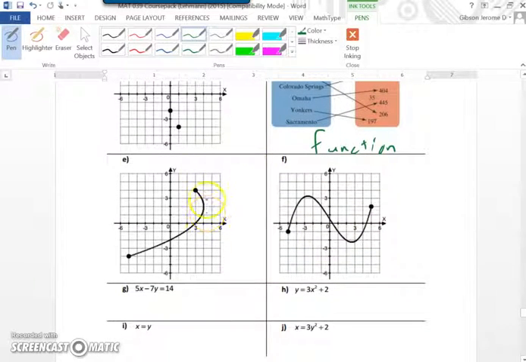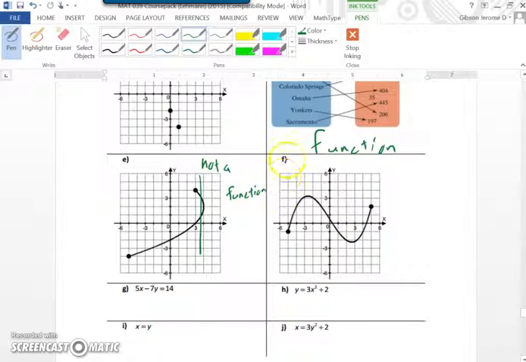Now we go here to E. Now if you look here at E, we talked about the vertical line test. If you draw a vertical line anywhere on this graph, would it hit this graph more than one place? It would. If you drew a vertical line here, it'll hit it more than one place. So this is not a function.